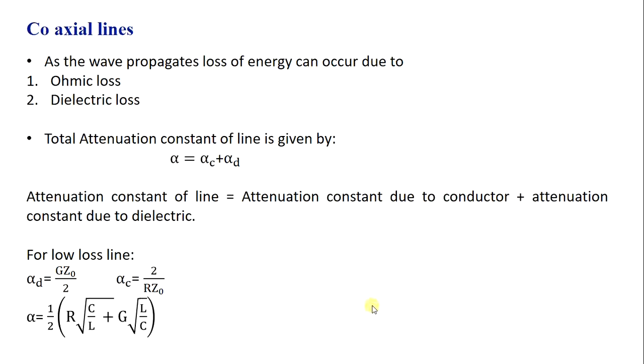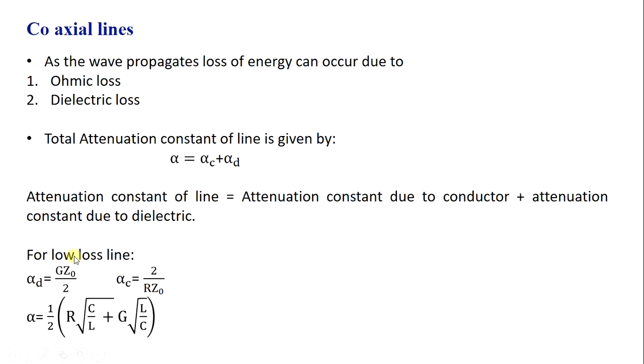Now, as the wave propagates, some loss of energy occurs, and mainly in a coaxial line it is due to two losses, that is the ohmic loss and the dielectric loss. Ohmic loss occurs because of the resistance of the wire, and the other loss is due to the dielectric which is present. So the total attenuation constant of a coaxial line is given as alpha is equal to alpha c plus alpha d. Here alpha is the attenuation of the line, while alpha c is the attenuation constant due to the conductor, and alpha d is the attenuation constant due to the dielectric.